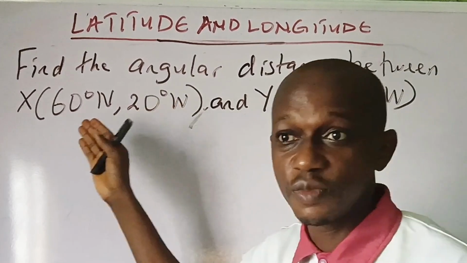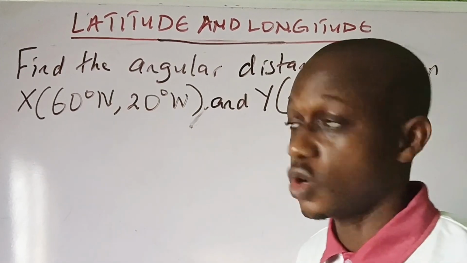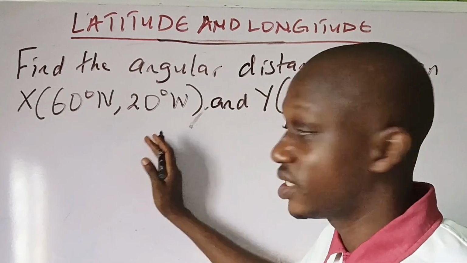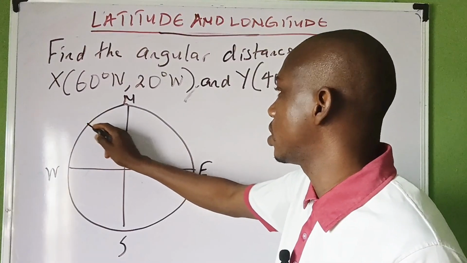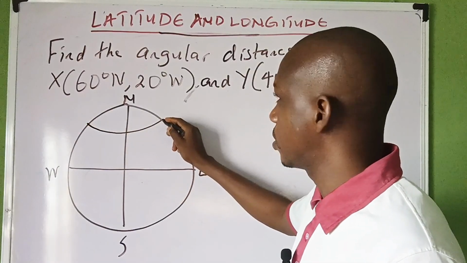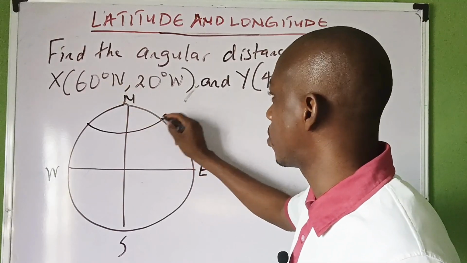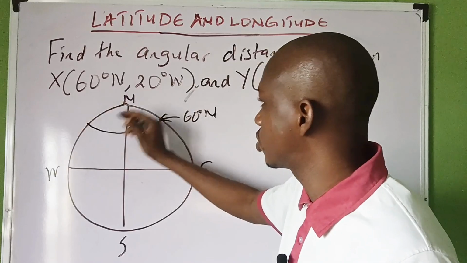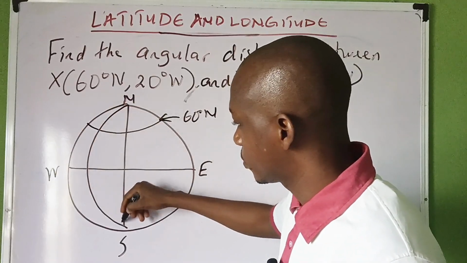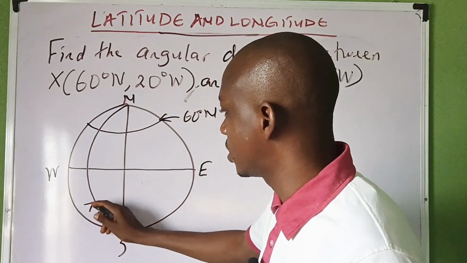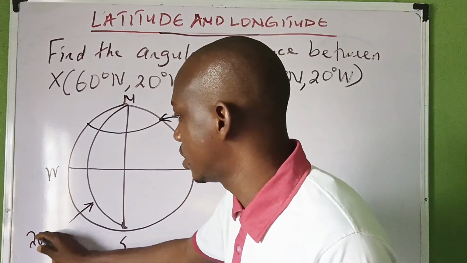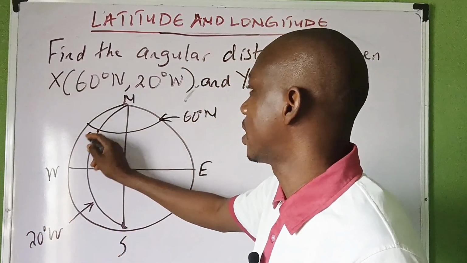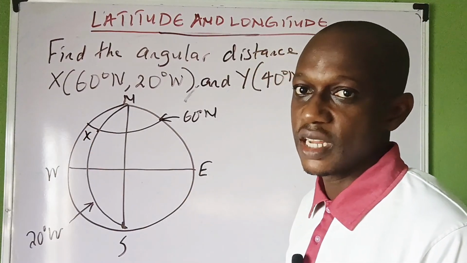So this is another question, but it's not the same as the one we just solved. Now, find the angular distance between, just the same way, but it's not the same. 60 degrees north will go a bit further. So this is our 60 degrees north. 20 degrees west swings towards the west like this. So this line is our 20 degrees west. Where they met is our x as usual. Are you getting that, please?